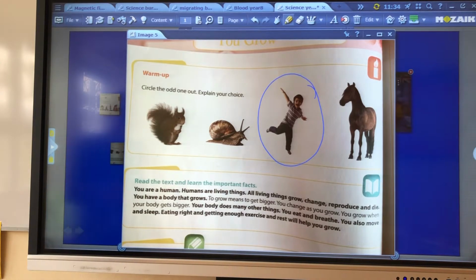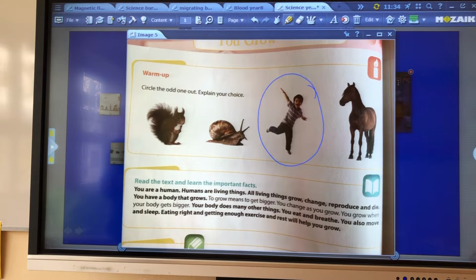You are a human. Humans are living things. All living things grow, change, reproduce, and die. You have a body that grows. To grow means to get bigger. You change as you grow. You grow when your body gets bigger.